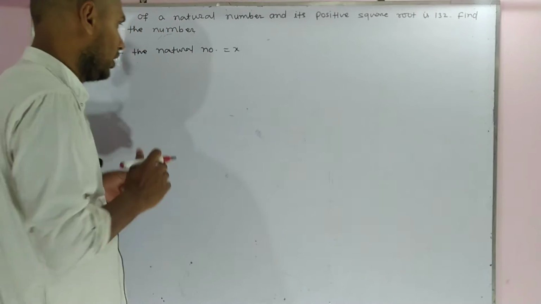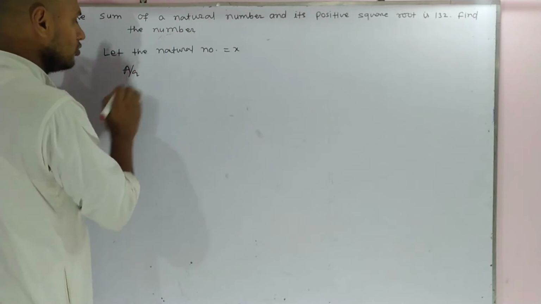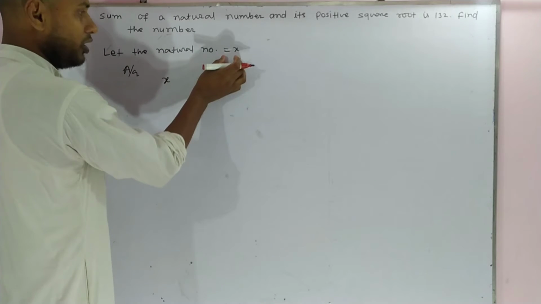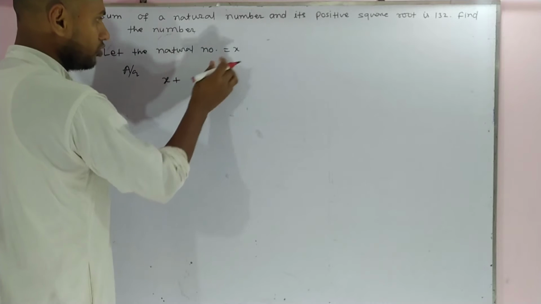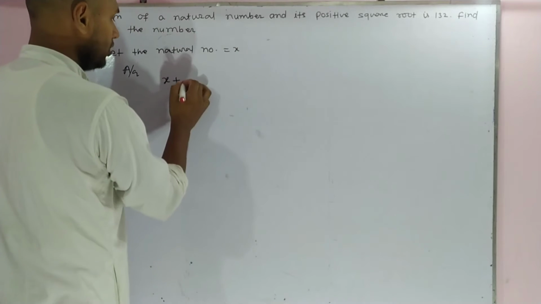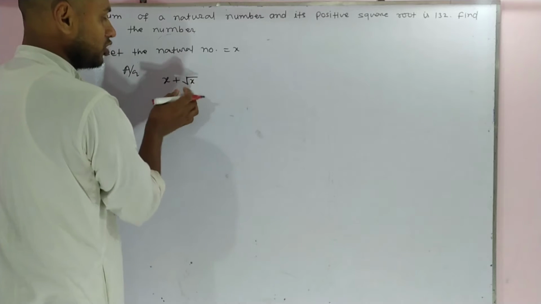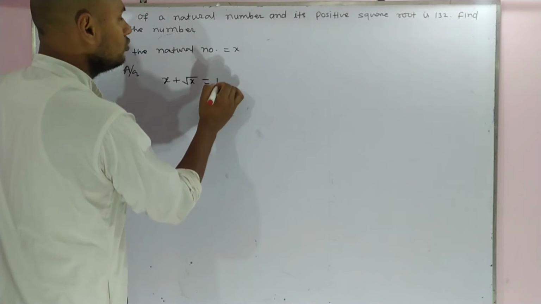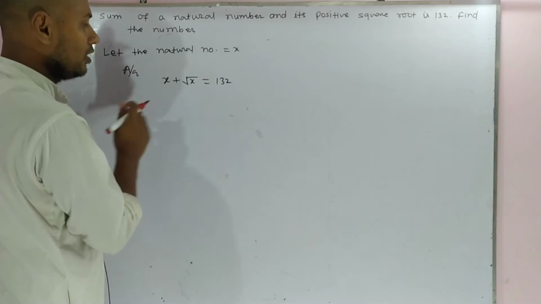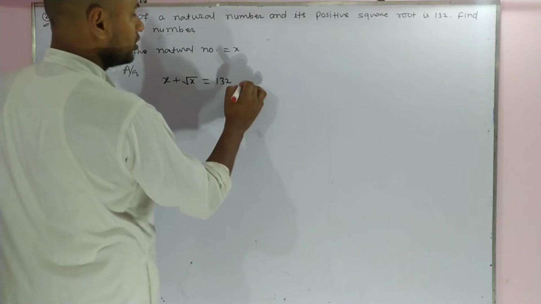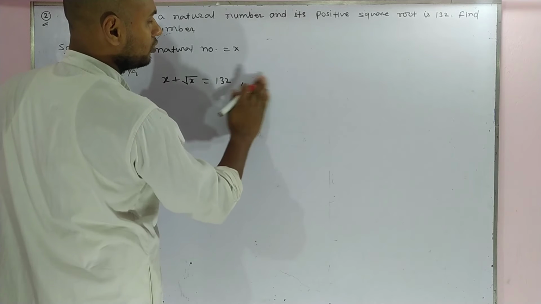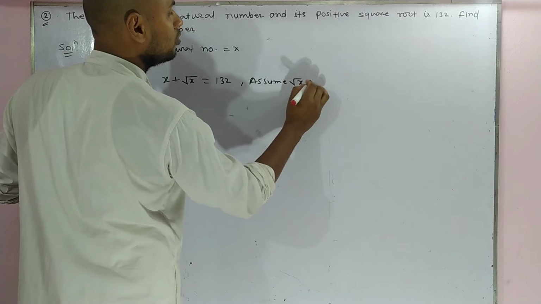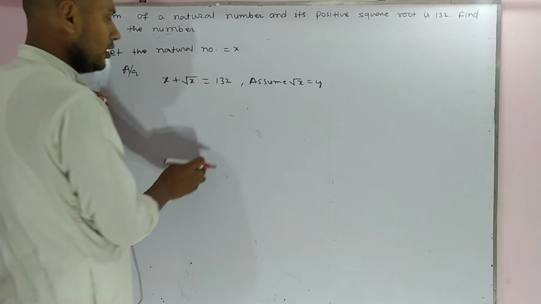According to the question, the sum of the natural number, that is x which we have already assumed, plus its positive square root, that is the positive square root of x, equals 132. This gives a quadratic equation. Assume root x equal to y.